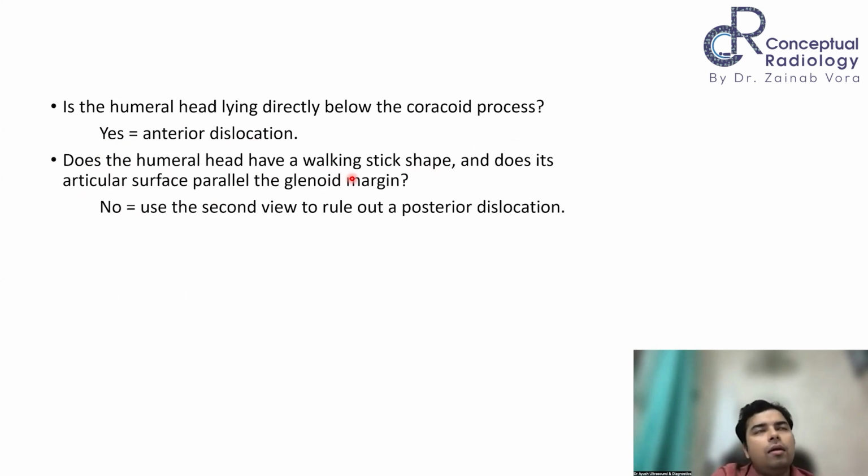The reason being that technically, if the shoulder X-ray AP view is not done in external rotation, then artifactually also we can have that light bulb kind of appearance. So a second view, whether it is an axial oblique view or a scapular Y view, should be used to see the relation of the humeral head in relation to the scapula.